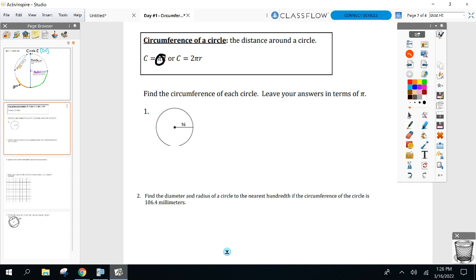And then you multiply pi times d. Any idea what I'm looking for with d? What we just went over, Charlotte? That's the diameter length, yep. So the circumference of a circle can be found by taking pi times the diameter length.